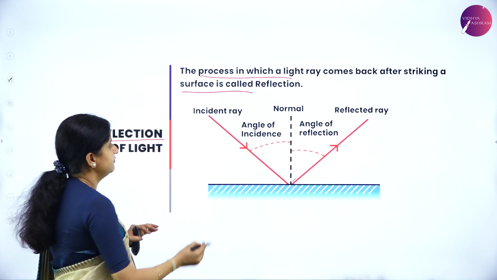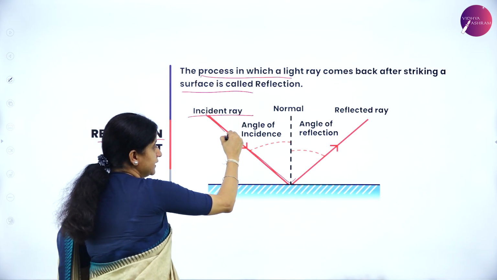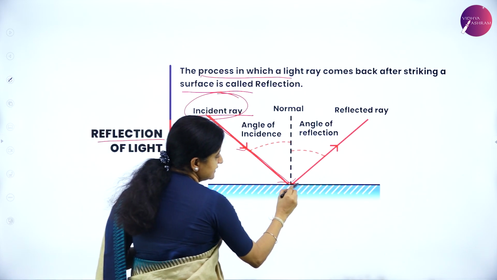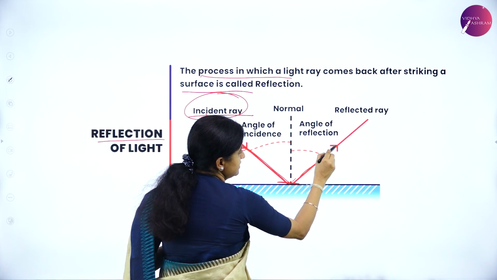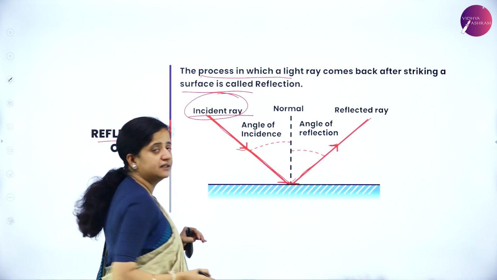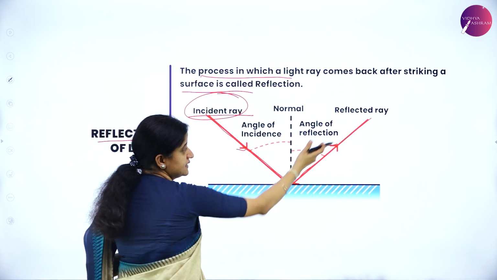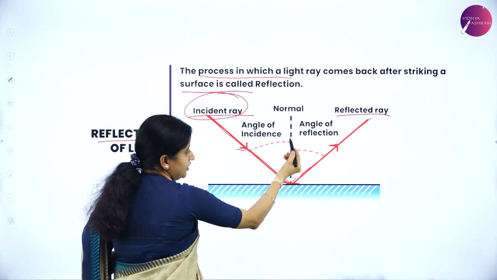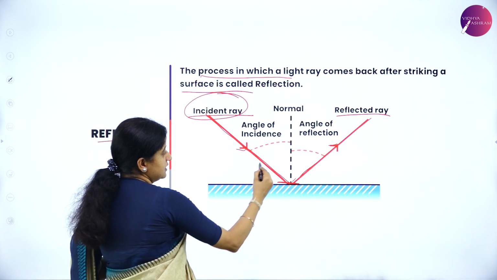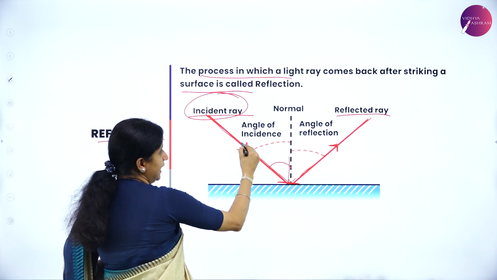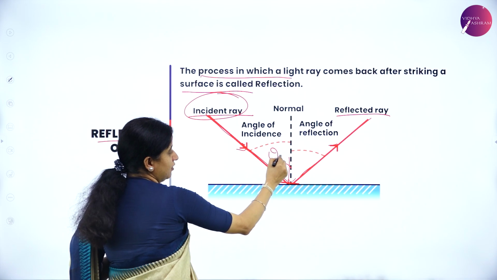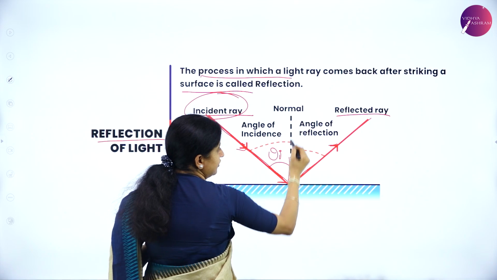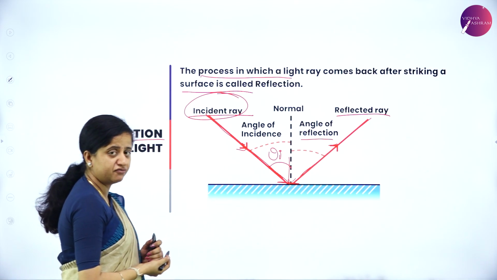So in this diagram we can observe this is how the ray is getting incident. So we'll call it as incident ray. After it strikes this surface, the light travels back in the same medium but in the opposite direction. So this ray is a reflected ray, and this is a normal to the surface. So the angle between the normal and the incident ray is called as angle of incidence, and the angle between the reflected ray and the normal is called as angle of reflection.